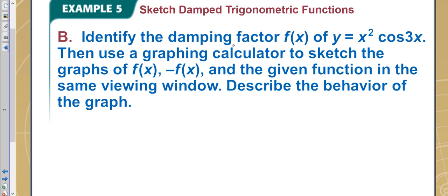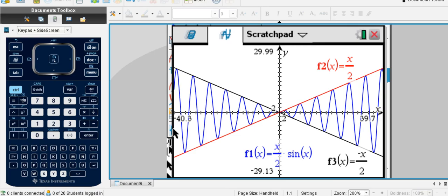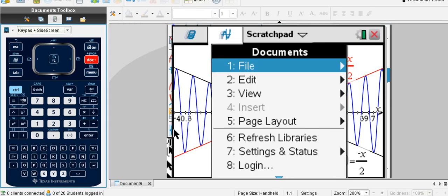So again, if you want to find the damping factor, you look at the function that is not a part of the trig. So if I come up here, this is not a part of the trig, the x squared. So the damping factor on this one is x squared. That's the first thing it asks me to find. Then it goes on, it says use your graphing calculator to sketch. So I'm going to go back over to the graphing calculator, and we're going to clear this real quick by going doc B.